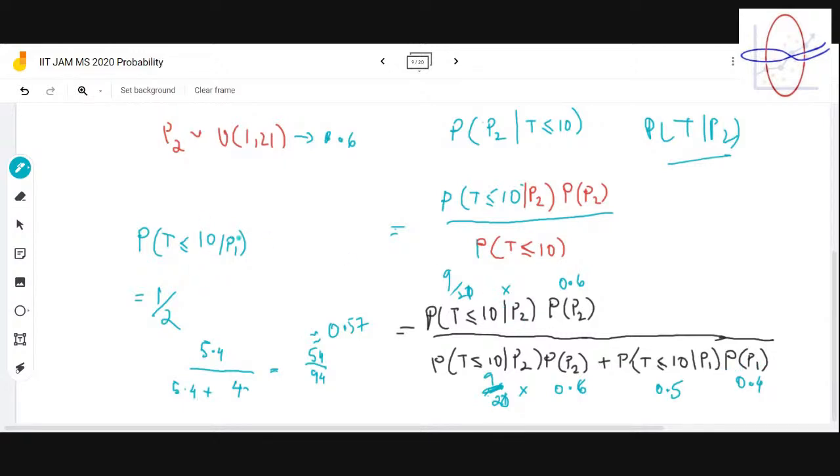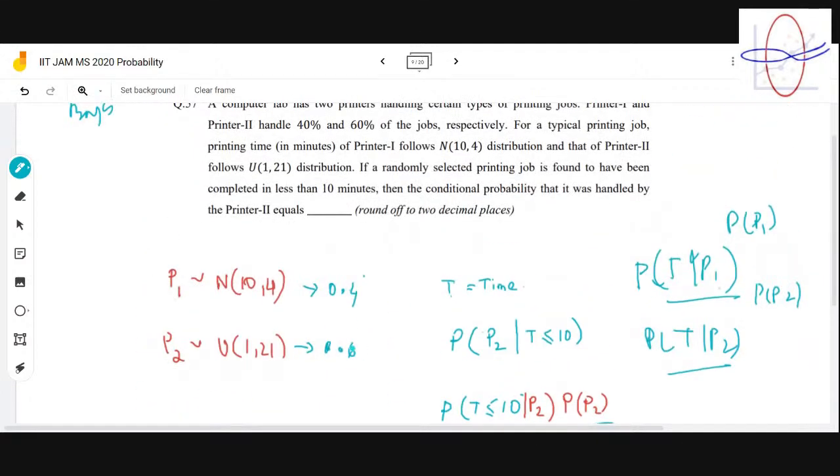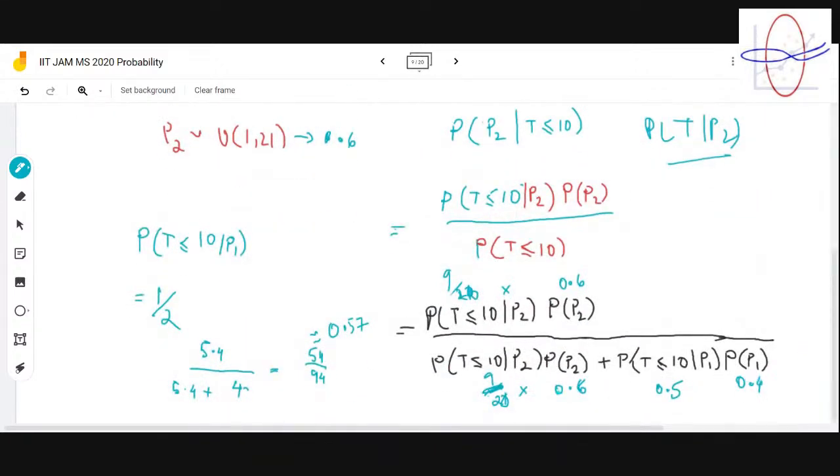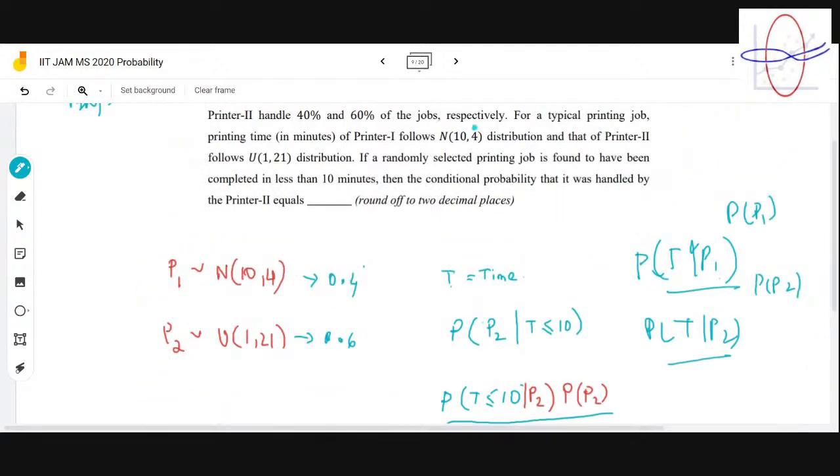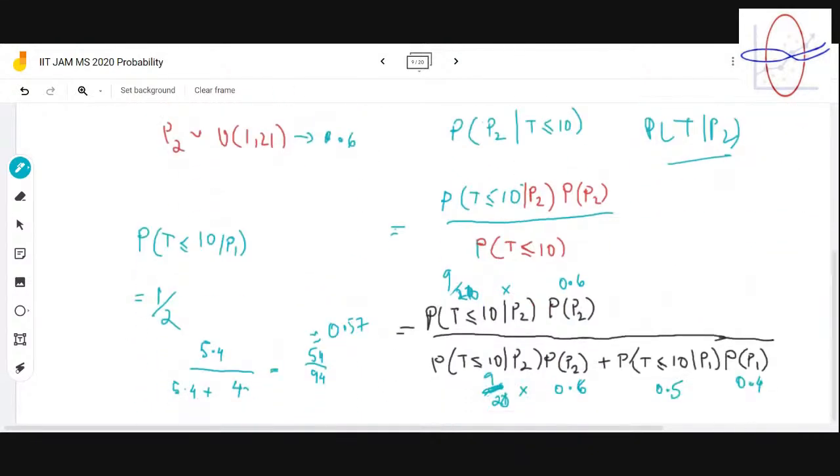First, let's see probability of t less than or equal to 10 given P2, which is uniform 1,21. Therefore, it will be 9 by 20, okay? 9 by 20 is the probability, and 0.6 is the probability of being handled by P2. Probability of P1 is 0.4, and probability of t less than or equal to 10 given P1 is what? Given P1 it's normal 10,4. So it's asking probability of t less than or equal to the mean, which is half always. That is 10. Therefore its probability is 0.5.